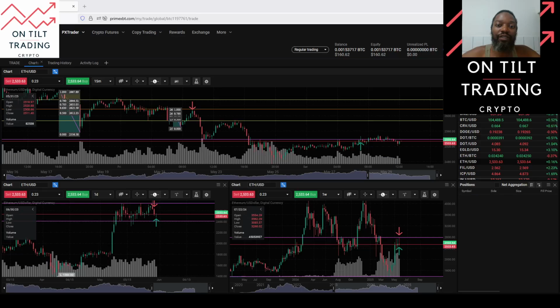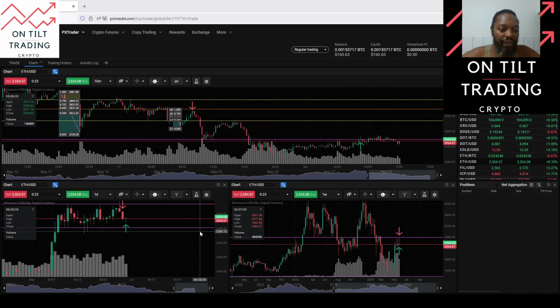Let's review my trade on Ethereum. Ethereum got my attention setting up on the daily chart. Here on the daily, this is Thursday's daily candle, and this is Friday's daily candle. Ethereum got my attention when, in the pre-market of the New York Open, it broke out here on the daily level to the short side.